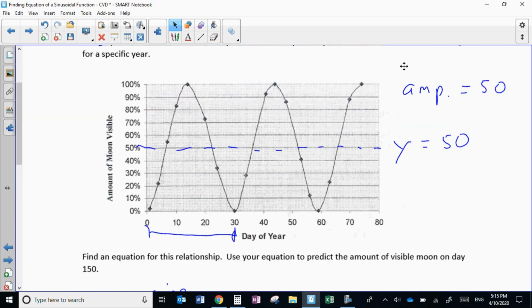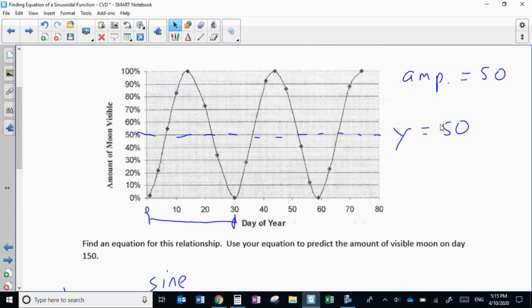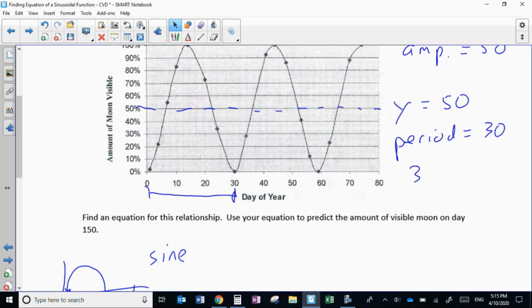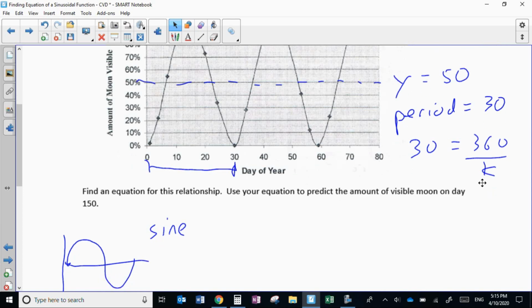So we've got a cosine function, amplitude of 50, axis at 50. Now we just need to think about the period, which gives us the k value. The period here is 30 days. And so like I told you, we can use this little formula. 30 equals 360 divided by k. So the k value tells you how much you're going to horizontally compress or stretch the graph by. Okay, well, if 30 equals 360 divided by k, that means 30k equals 360. Divide both sides by 30. 360 divided by 30 gives you 12.